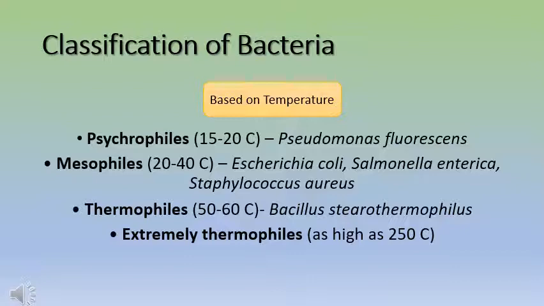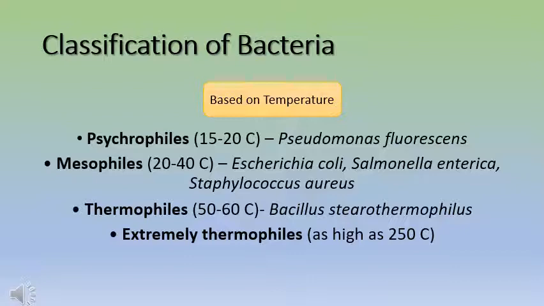Thermophiles are those bacteria which can survive at more than 50 degrees centigrade, or 50 to 60 degrees centigrade. It means they can survive in a high temperature environment. A common example is Bacillus stereothermophilus. This bacteria is also used for the monitoring of autoclave.